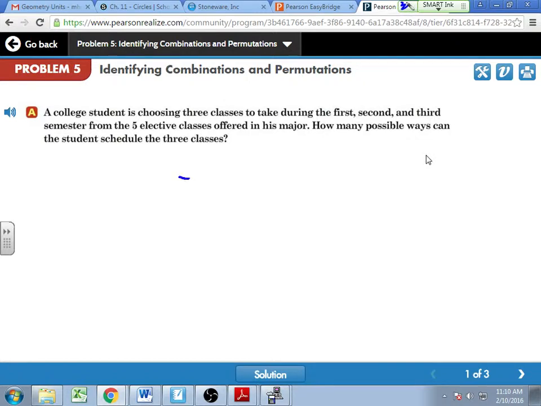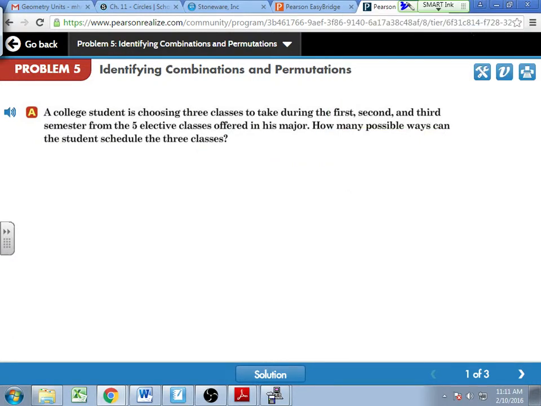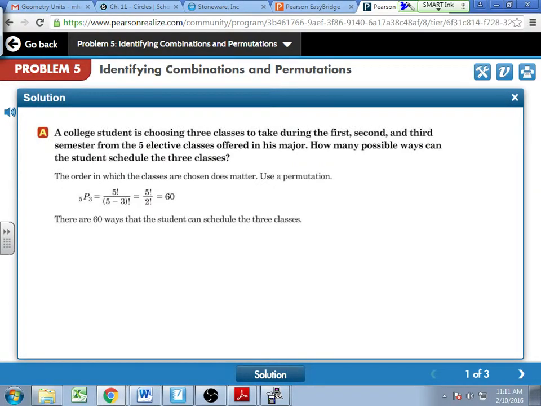So this is a 5 permutation 3 because we're choosing 3 classes. That'd be 5 factorial over 3 factorial, which would really just be 5 times 4. So really there are 20 ways he could choose his classes. That's a lot easier. Permutations are easier because there's less options.